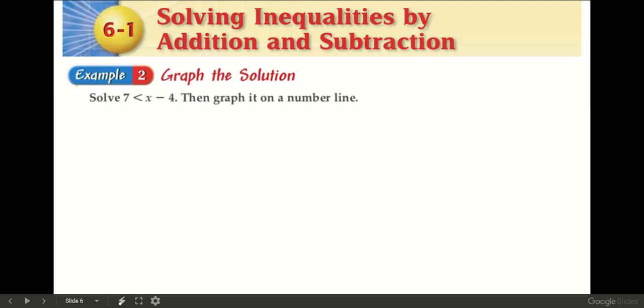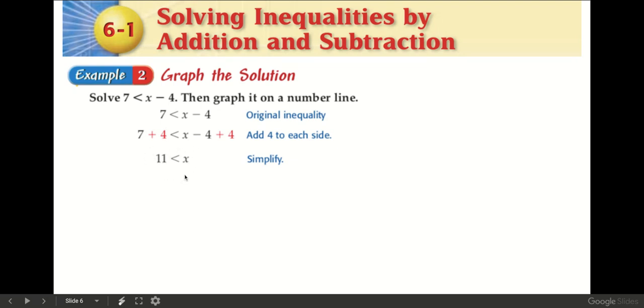So graphing the solution. If I say, hey, solve 7 is less than x minus 4, then graph it on a number line. Well, again, if we're solving it, our goal is to isolate the variable, get the variable by itself. So I'm going to start off by getting rid of this minus 4 here. I'm going to go ahead and add 4 to both sides. When I add 4 to both sides, it leaves me with x on this side. 7 plus 4 is 11. So here, remember the inequality symbols, right? The bigger side is like an alligator mouth, it's always eating the bigger thing. So it's saying that x is greater than 11.